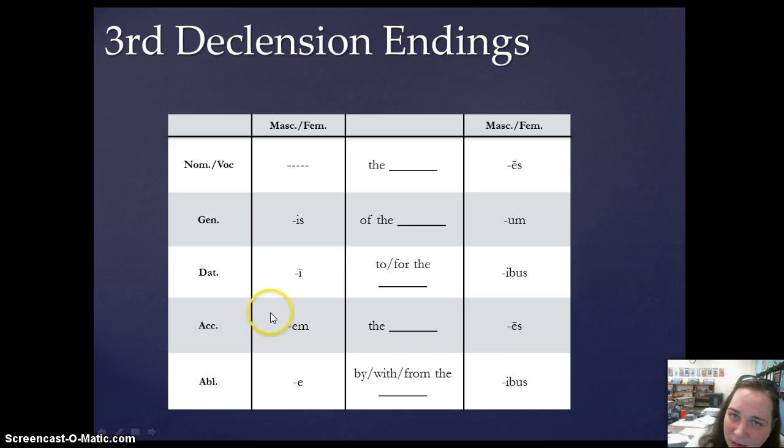The last thing I want to point out to you guys is that the nominative and the vocative are the exact same endings for third declensions. I know I've said this before, but I think it bears repeating. The only time that you're going to have a different nominative ending from a vocative ending is in the second declension masculine, okay? And you've already learned those.